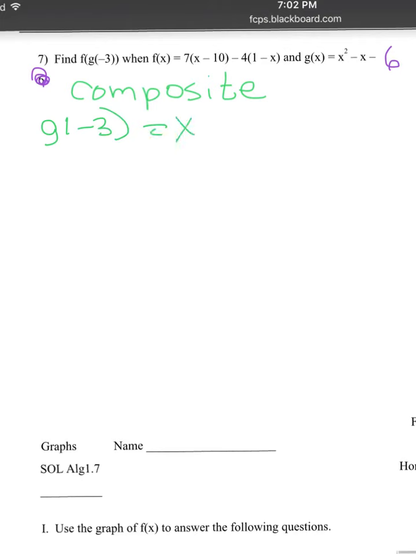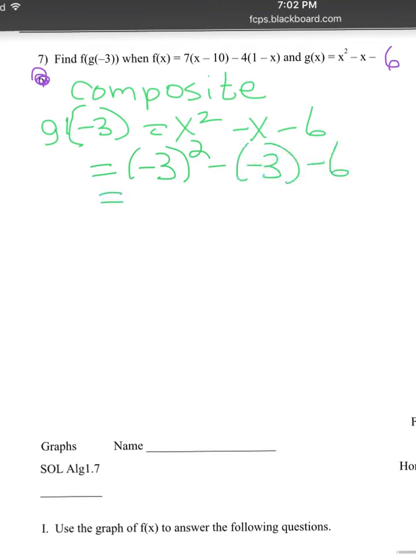So g of negative 3 is going to be equal to x squared minus x minus 6. When we substitute in the negative 3 into that function, we have to remember when we substitute a negative, we have to surround it with parentheses. So we have negative 3 to the second power minus negative 3 minus 6. So if we simplify that, we get negative 3 to the second power, which is 9, minus a negative 3 is the same thing as plus 3 minus 6. So if we add that together, we get 9 plus 3 is 12 minus 6 would just be positive 6.